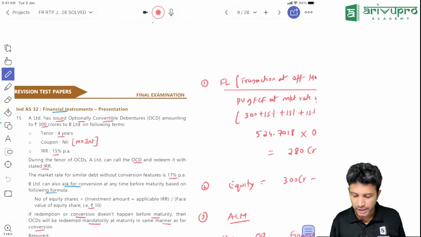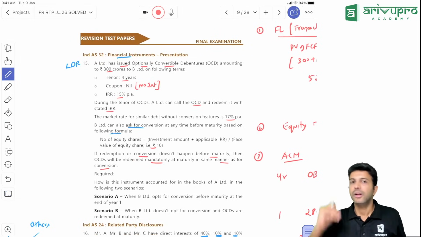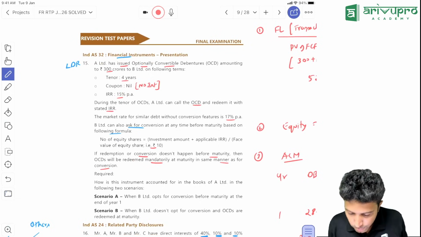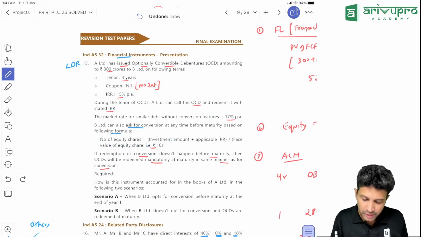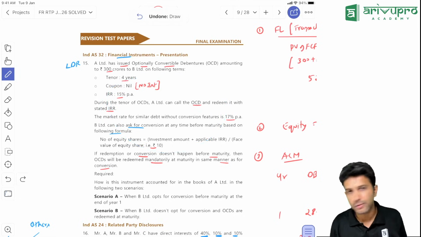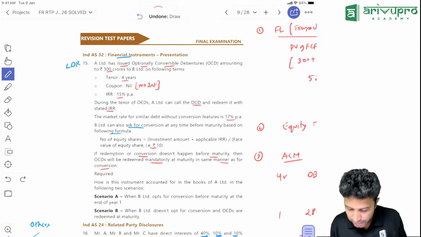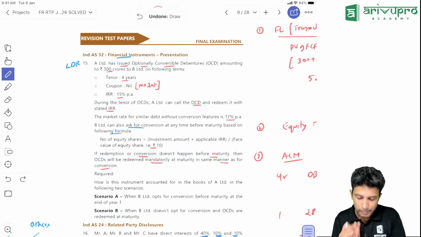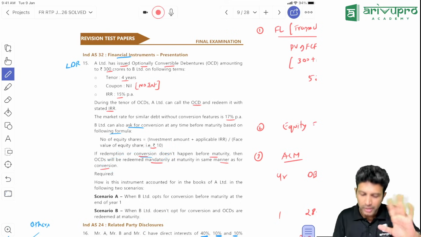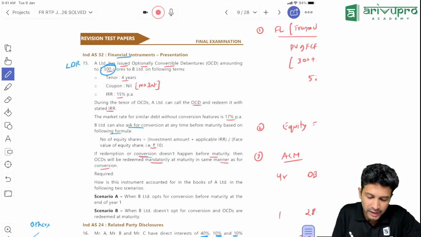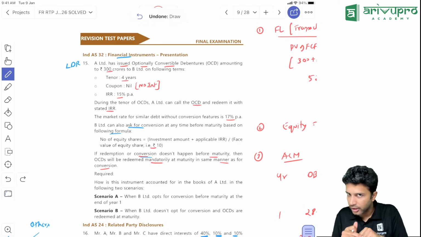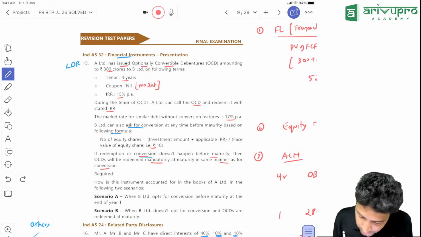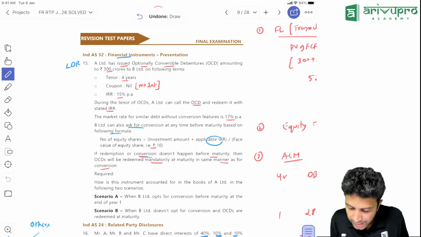So what will be the future cash flows? It doesn't matter. Even if nobody initiates conversion within 4 years, once the maturity is over, you will mandatorily have to pay. Yes or no? You can't escape from it, using the same formula. How much will A Limited have to pay? 300 crores they have collected. They're saying take the investment amount and add IRR.